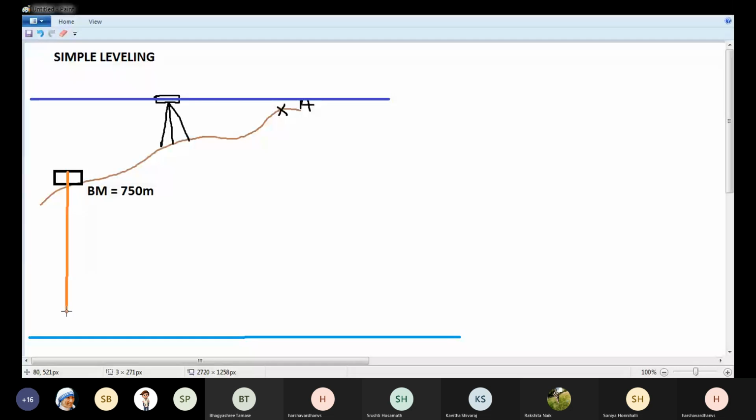So this is a benchmark. It means I know what is its vertical distance or what is its RL. It is 750 meters from the datum. So this distance is 750 meters from datum.